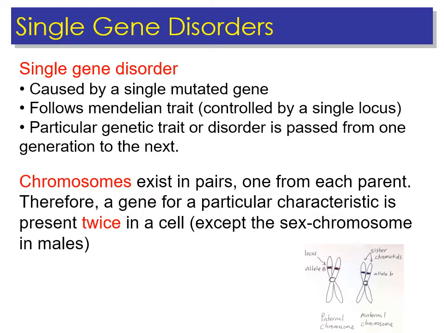What is single gene disorder? Single gene disorder is caused by a single mutated gene. It follows the Mendelian trait, and the trait of characteristics can be passed from one generation to the next. Chromosomes exist in pairs, one from the father, another from the mother. Therefore, a gene for a particular characteristic is present twice in a cell, except for the sex chromosome in males.